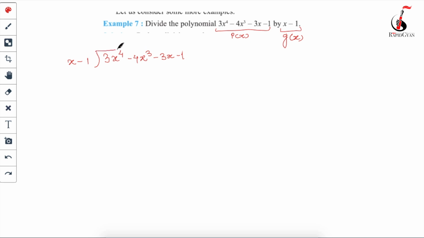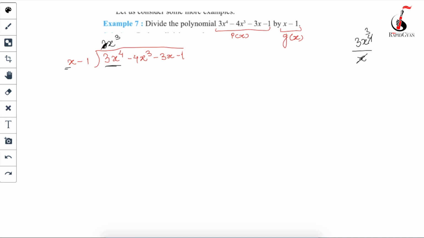So what I have told you, how are you going to divide? In order to divide two polynomials, first we take the first term of the dividend and the first term of the divisor and divide. So 3x to the power 4 divided by x, what will you get, beta? You will get 3x cube. So now this 3x cube will become the first term of your quotient.